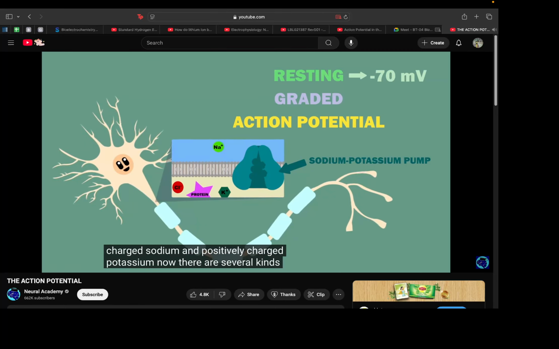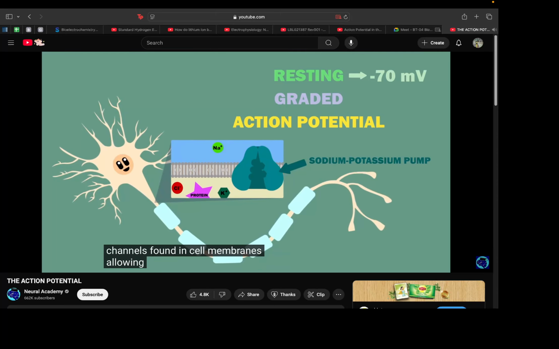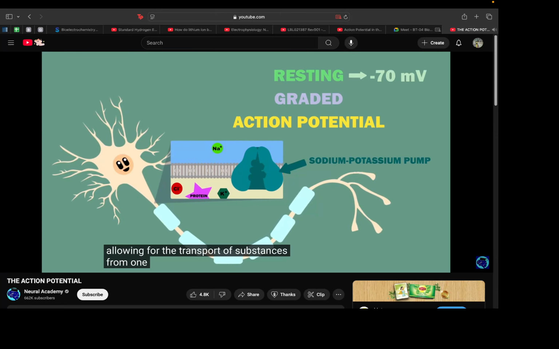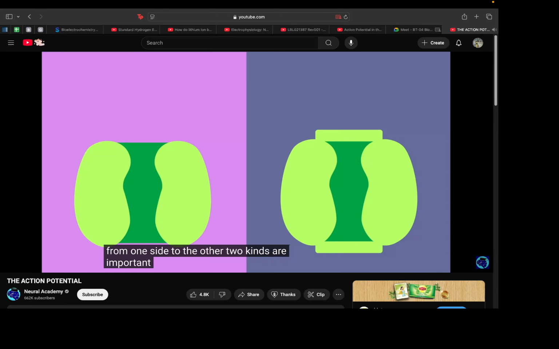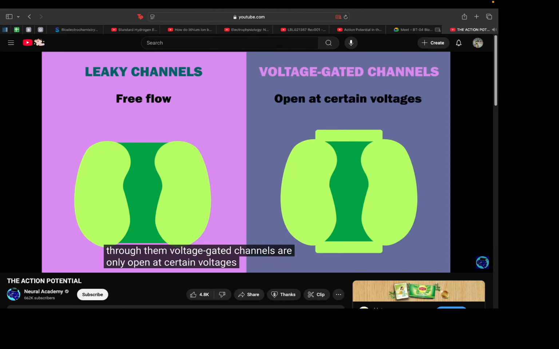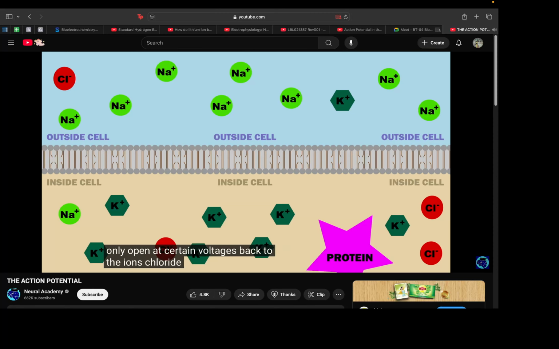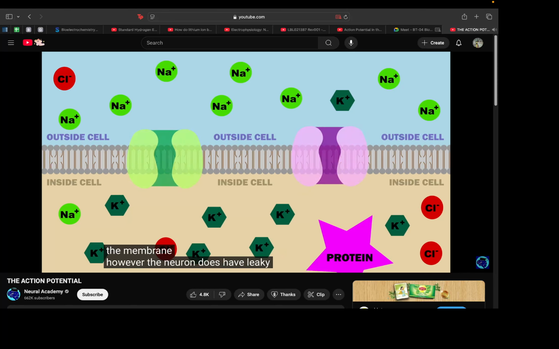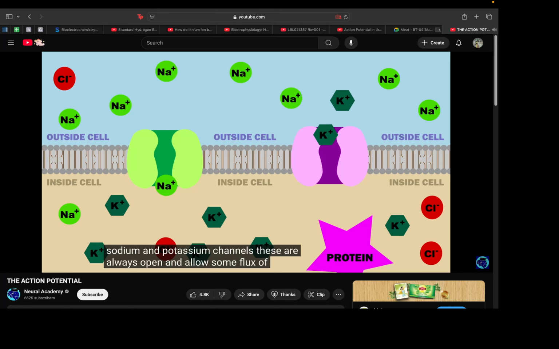Now, there are several kinds of channels found in cell membranes, allowing for the transport of substances from one side to the other. Two kinds are important in the context of action potentials: leaky channels and voltage-gated channels. Leaky channels allow the free flow of substances through them. Voltage-gated channels are only open at certain voltages. Back to the ions. Chloride and the proteins stay put, as they don't have a means to cross the membrane. However, the neuron does have leaky sodium and potassium channels. These are always open, and allow some flux of these ions.